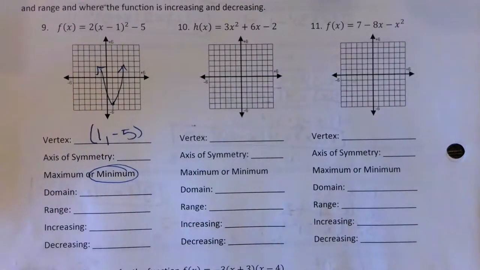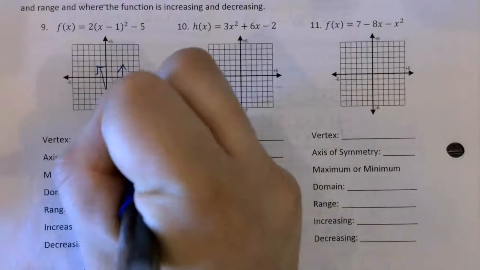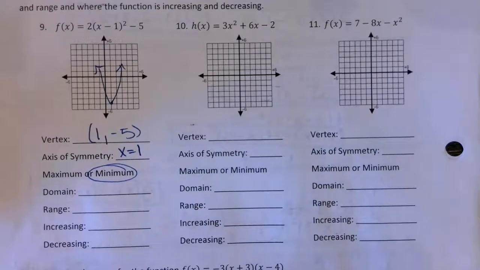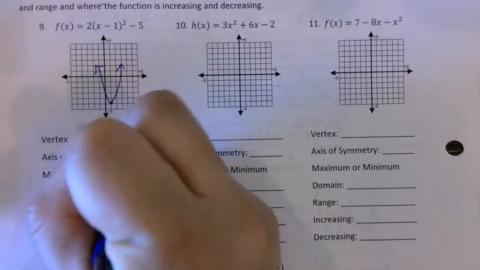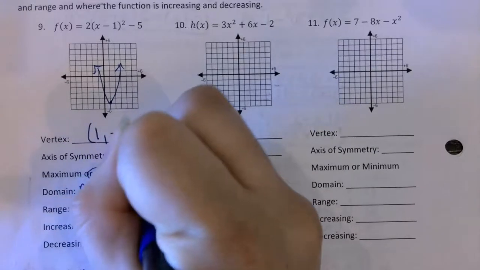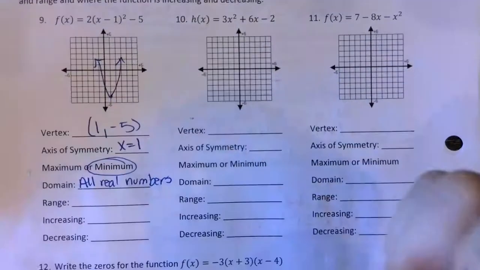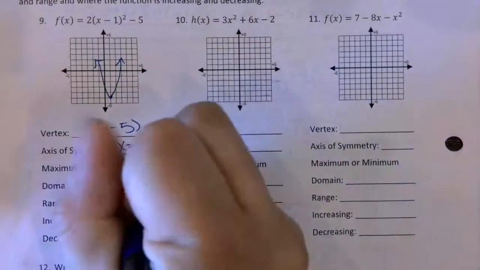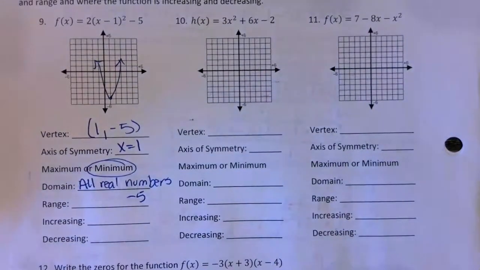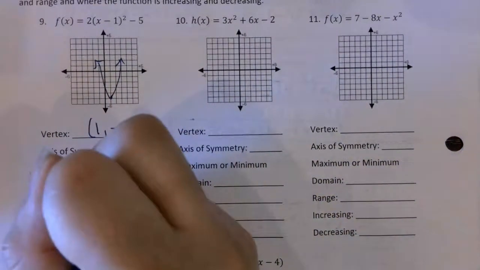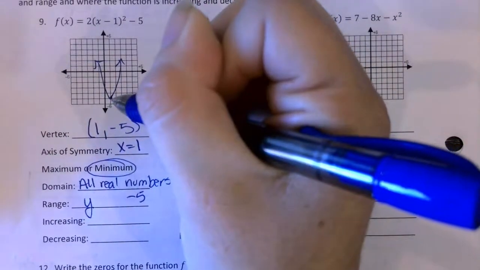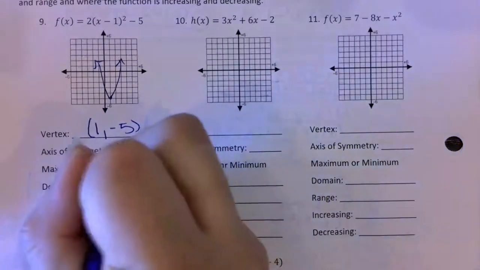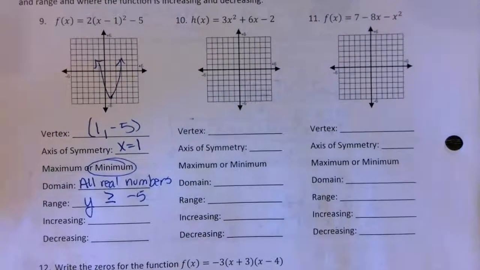My axis of symmetry is always my x value for my vertex, so x equals 1. My domain for quadratic functions is always all real numbers. My range looks at my y value from my vertex, so I'm going to have to use the number -5, and range is my y values. So if I look over here, starting at -5, it goes up. To say up, I use greater than or equal to.